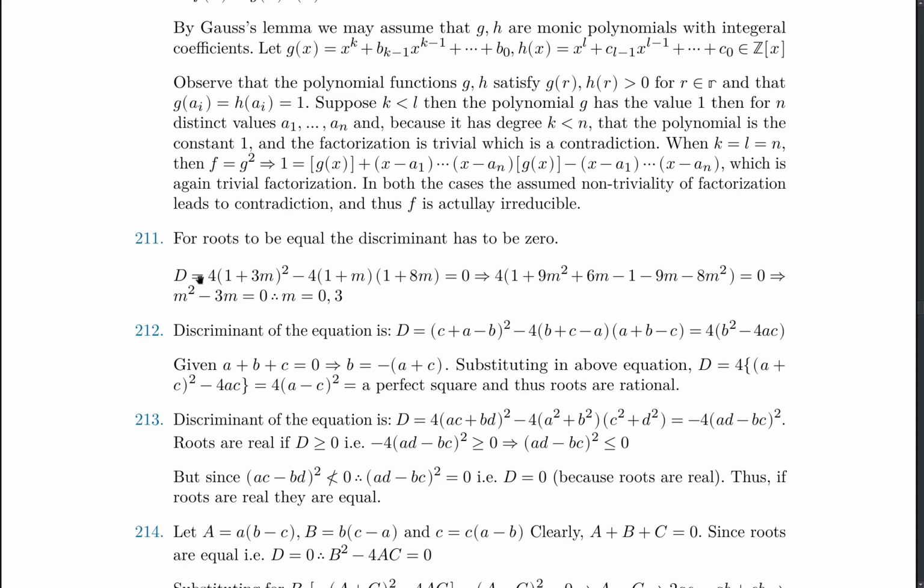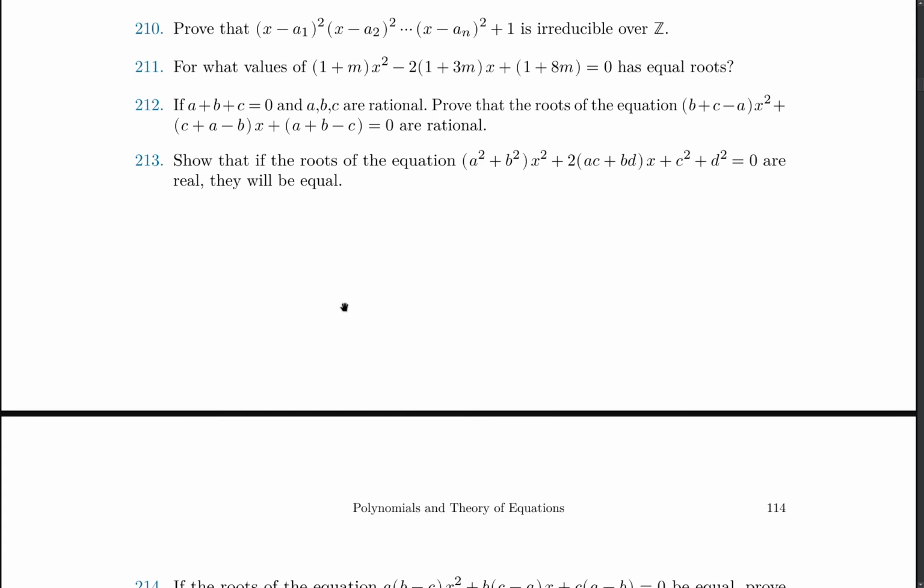The discriminant has to be 0, so we put D is equal to 0. We square the b, which becomes 4 into (1 plus 3m) whole square, minus 4ac, which is equal to 0. We take 4 common and we have another equation, 1 plus 9m square plus 6m minus 1 minus 9m minus 8m square, which becomes m square minus 3m is equal to 0. This gives us two values of m, 0 and 3, for which the equation will have equal roots. So, very straightforward formula based questions.